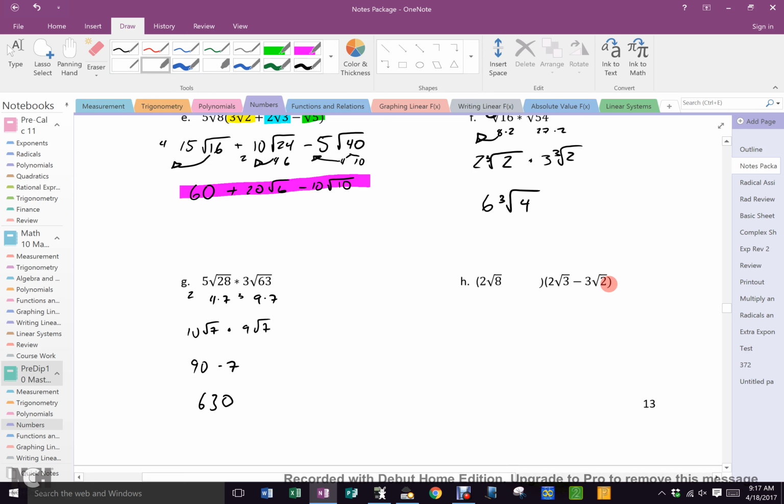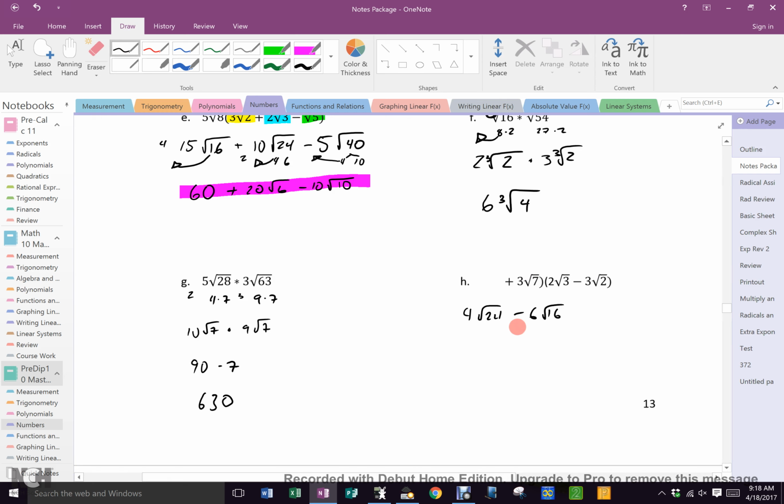Pretend that it's that. What would you do with this 2 root 8? You would put it there and there, yes? Yes, you do FOIL. See, some people still haven't heard of FOIL. That's why I'm doing this. You would do this, correct? And you would get 4 root 24 minus 6 root 16, correct? Everyone agree? Yeah? Okay.